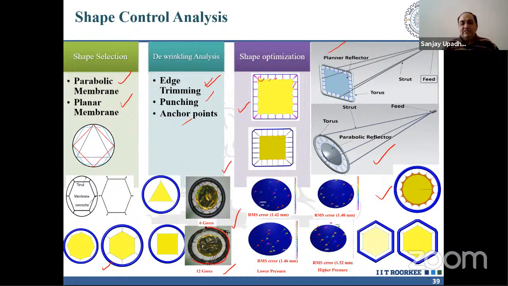So the same concept here. It is in packed form, but when you inflate with the help of air or gas, we require proper shape and size. We need proper shape and size, because if we are talking about space applications and it does not open properly, then as I told you, the mission will fail. So we have considered the parabolic reflector with 6 gores and 12 gores, and numerically also we have developed this model and compared the results. The shape control analysis is also much more important.